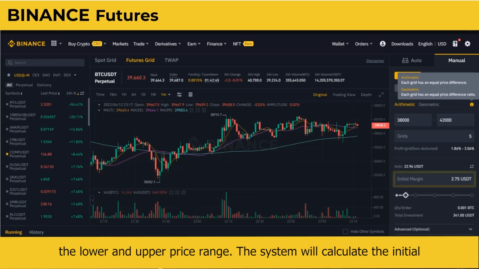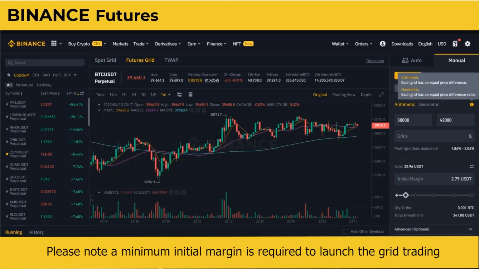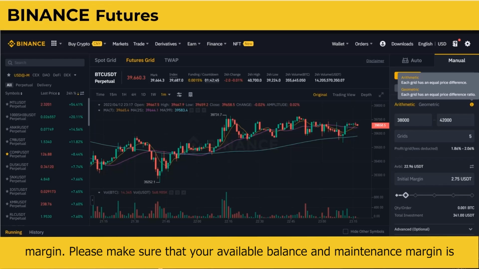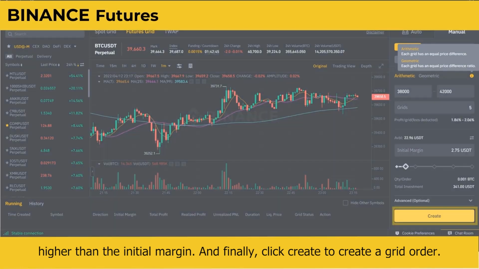The system will calculate the initial margin value based on your chosen leverage ratio and grid density. Please note a minimum initial margin is required to launch the grid trading system. Note that the denser the grid, the greater the corresponding initial margin. Please make sure that your available balance and maintenance margin is higher than the initial margin. And finally, click Create to create a grid order.